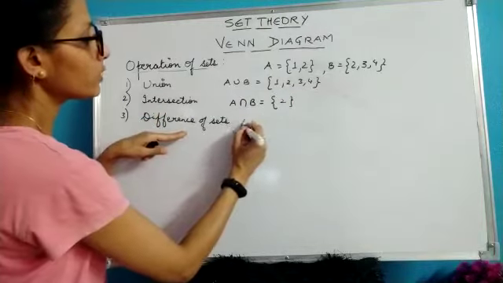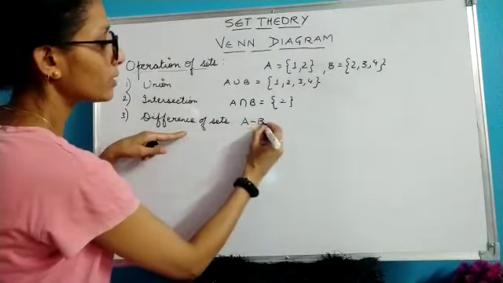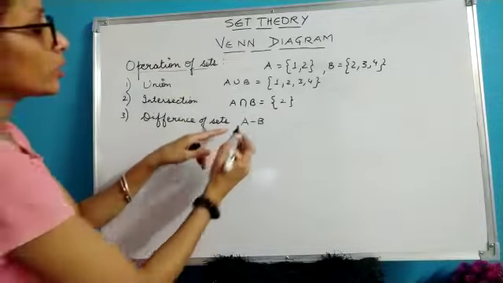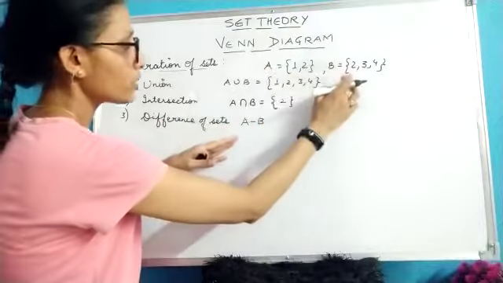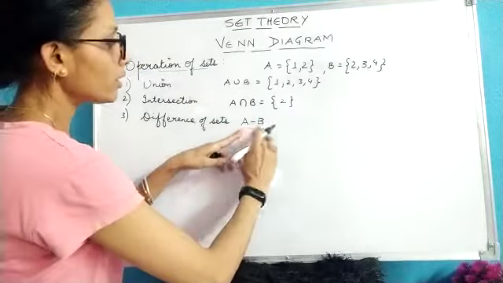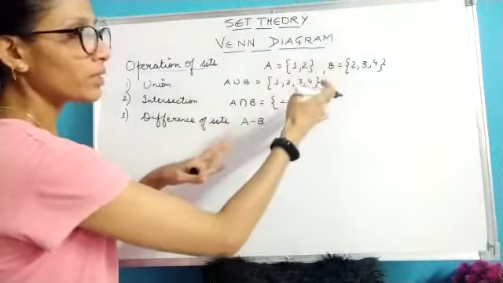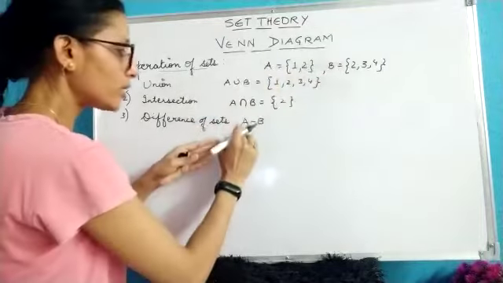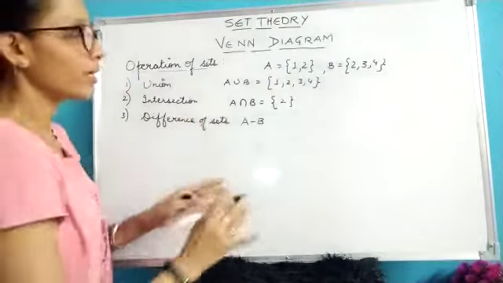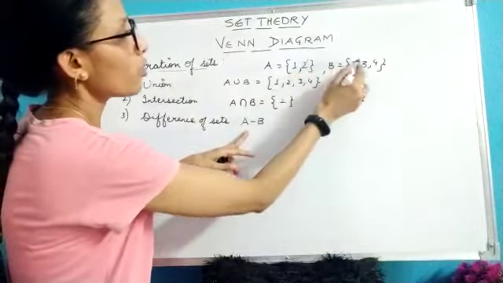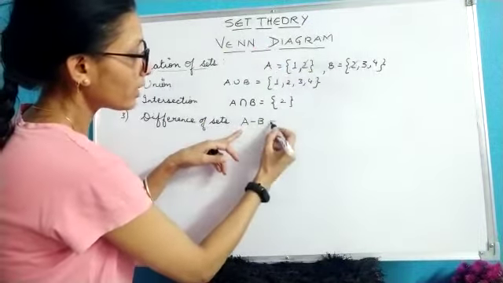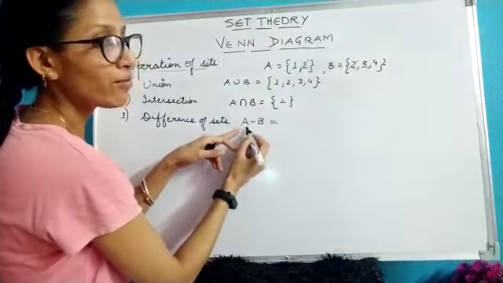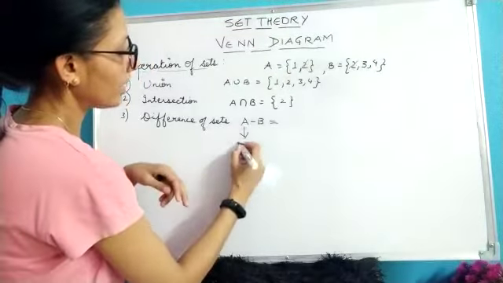Difference of set. If I want to write A minus B, this is A, this is B, so you cut the things which are common in them and then you write down the leftover things in A. So here 2 is common in both. Now A minus B means write down the elements left in A.